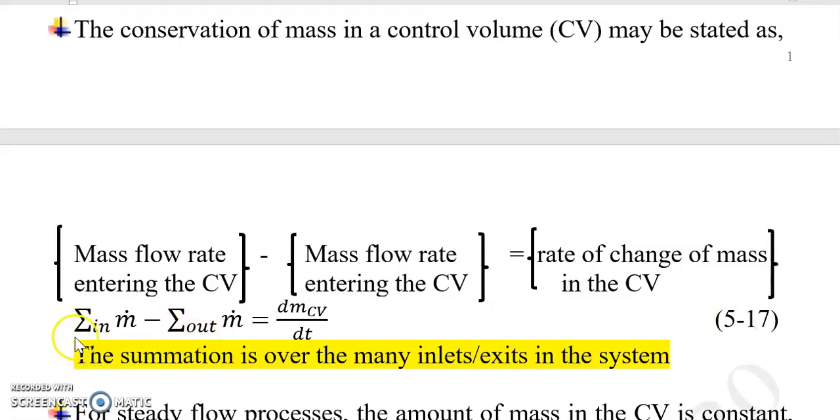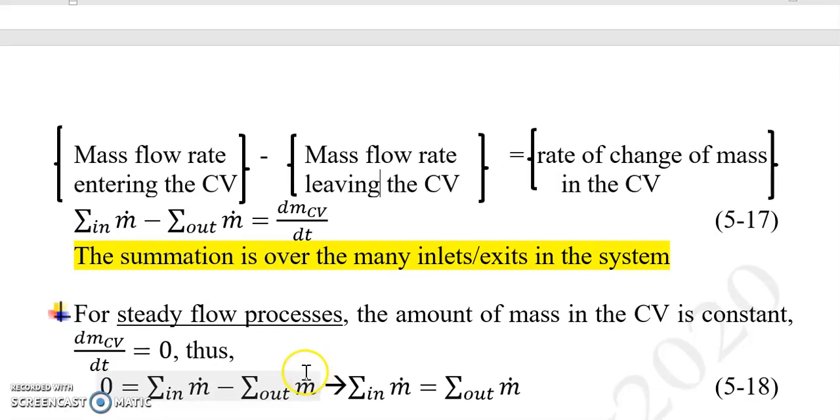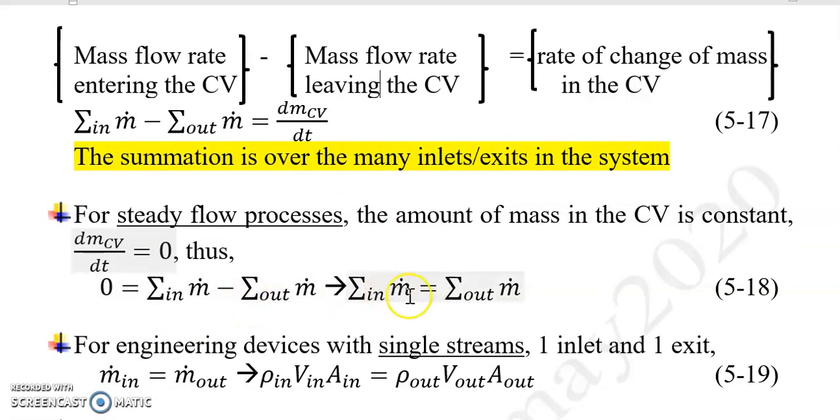That means you consider mass flow rate entering the control volume through all the available inlets minus total mass flow rate leaving the control volume. There may be more than one exit, which is equal to the rate of change of mass in the control volume. It's given in this equation. For steady flow processes, the amount of mass in the control volume is constant. So you have the rate of change of the mass in the control volume being 0, and equation 5.17 is simplified into this form.